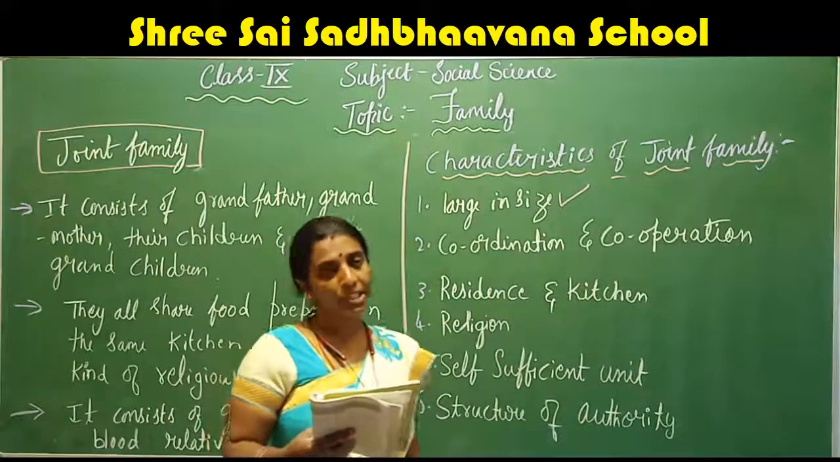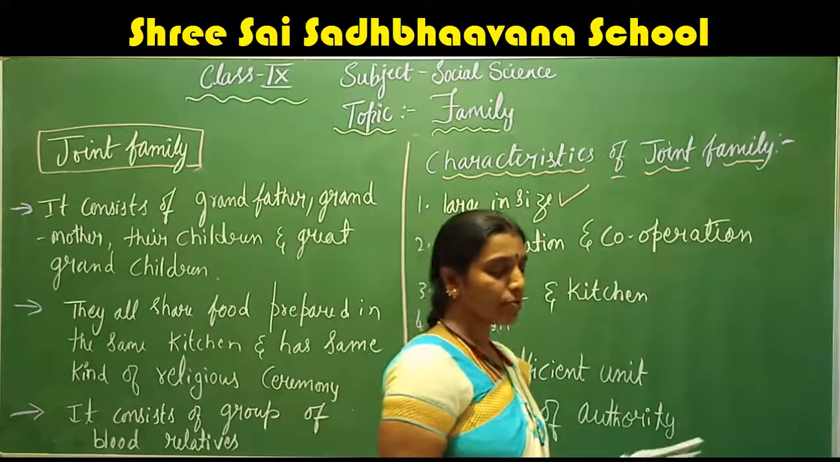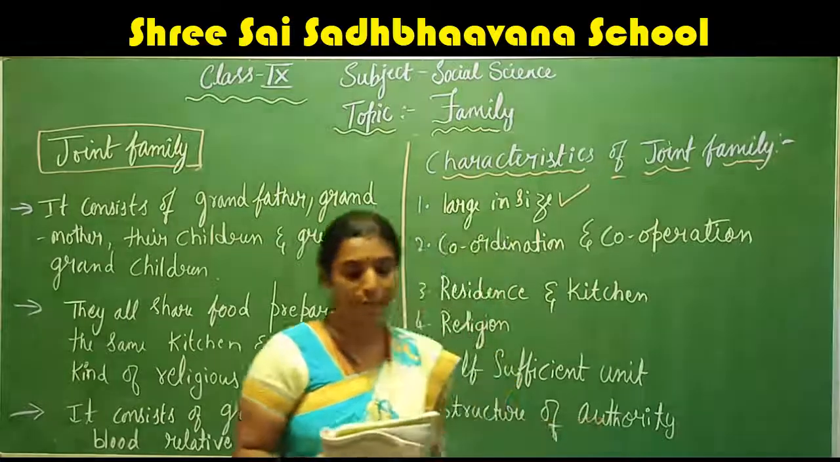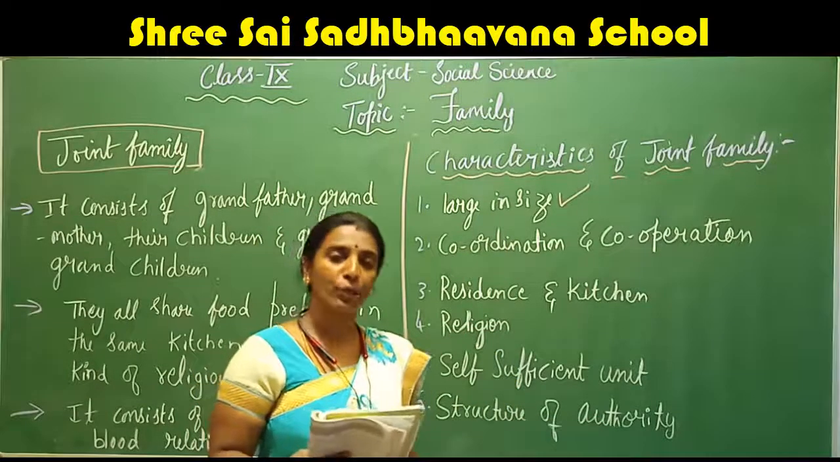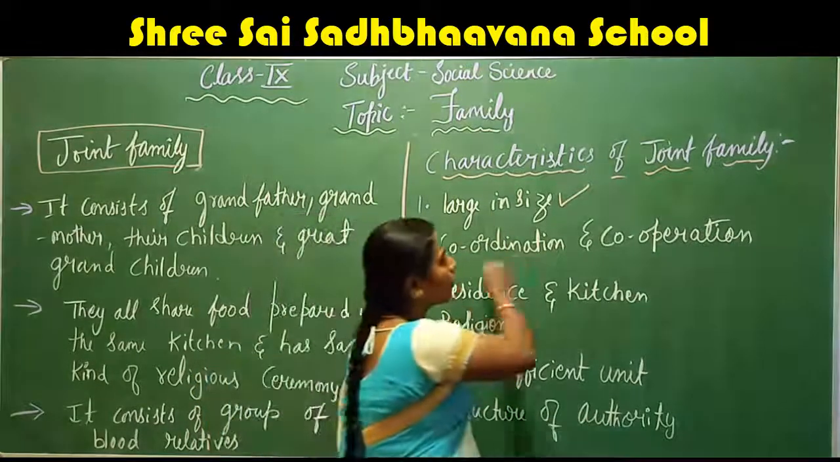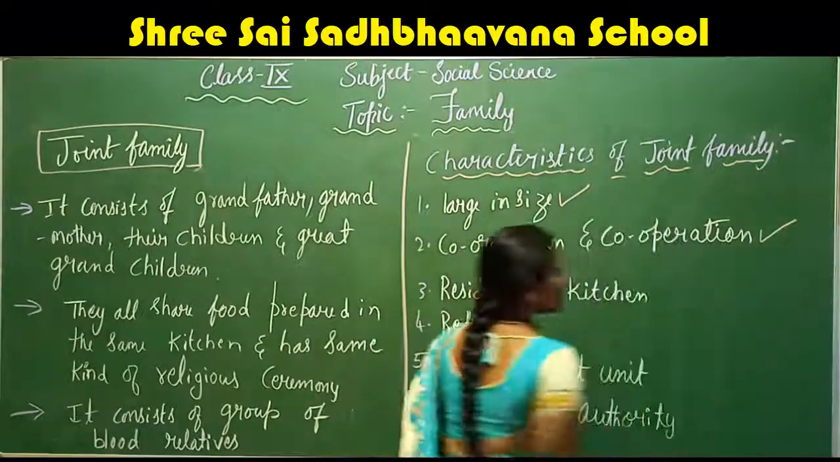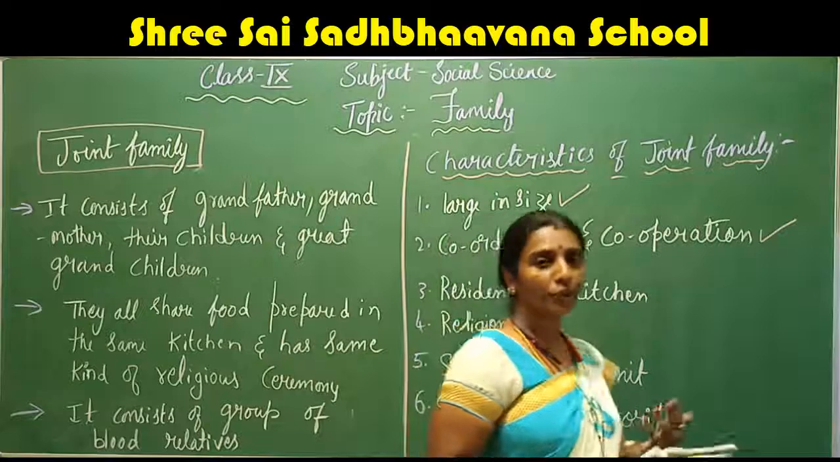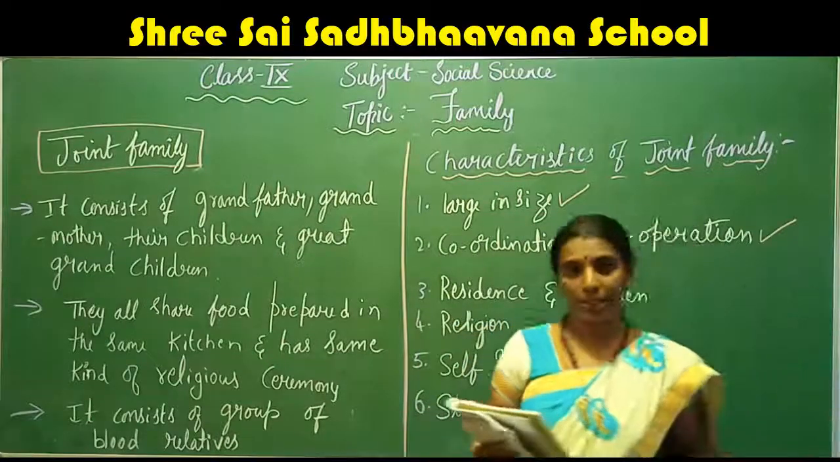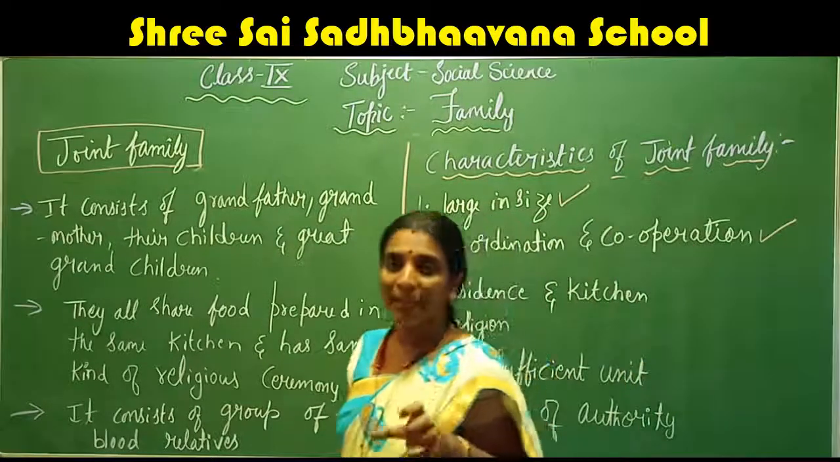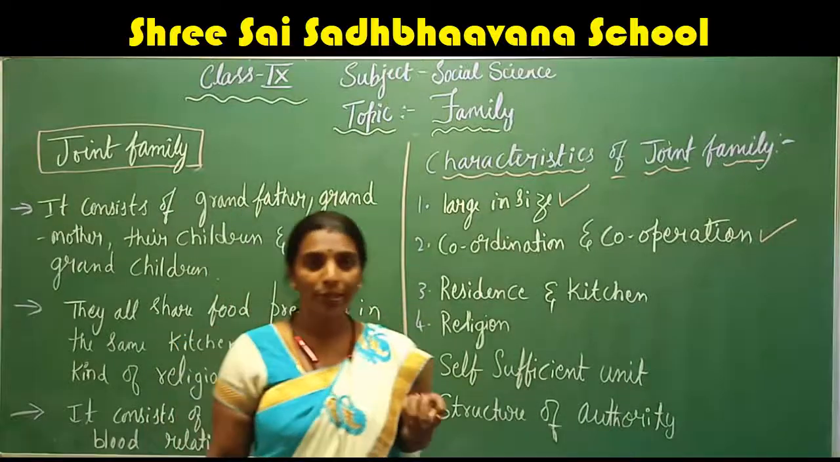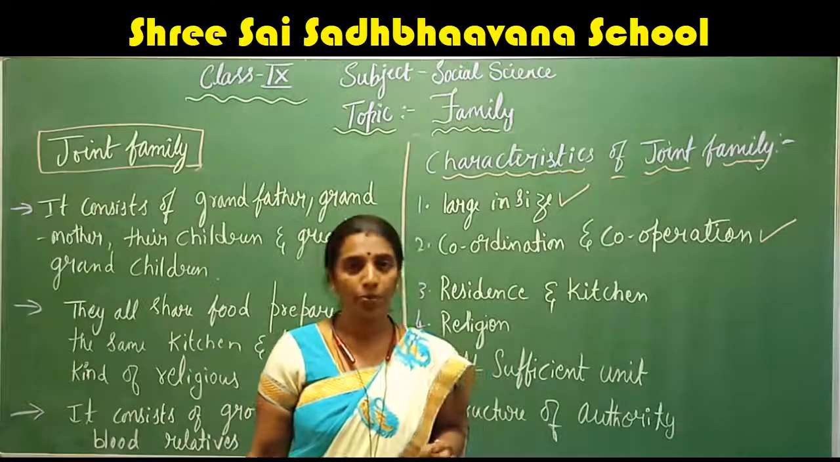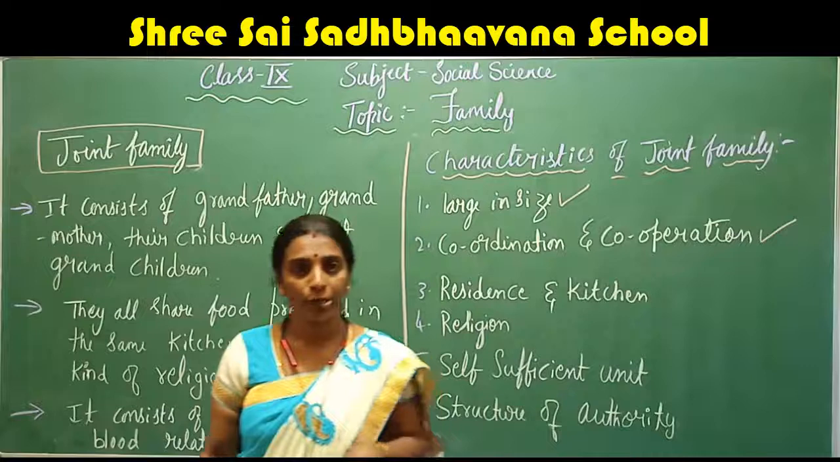The second point, coordination and cooperation. The members of the joint family cooperate in all the activities of day-to-day life. Yes, children, when you consider this joint family, there will be more coordination. That will be the main reason which will hold the family members together, which will not lead to the nuclear family.